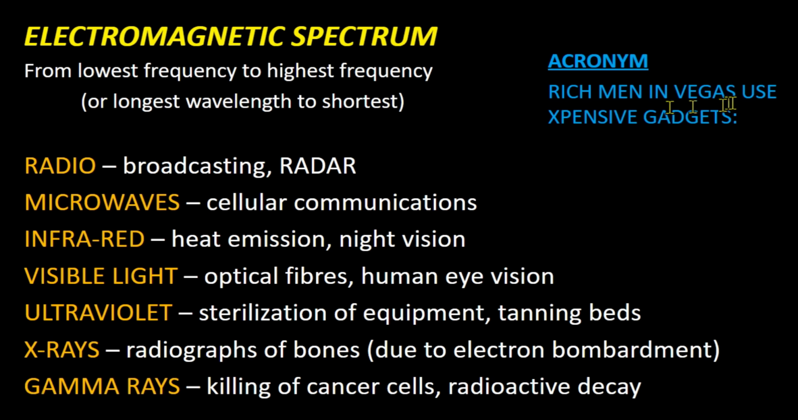Rich men in Vegas use expensive gadgets to remember the order, which will be radio, microwaves, infrared, visible light, ultraviolet, X-rays, gamma rays. Memorize the order in terms of frequency, memorize the backwards order in terms of wavelength, and have at least one use for each one.